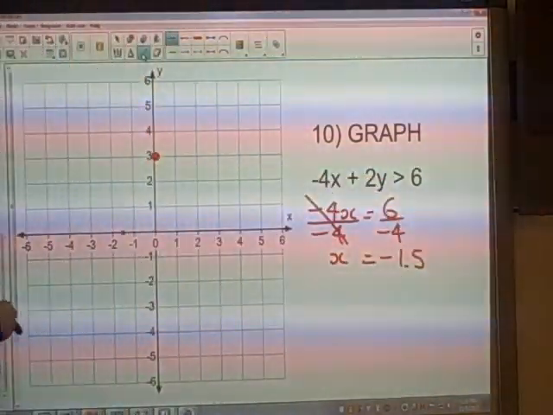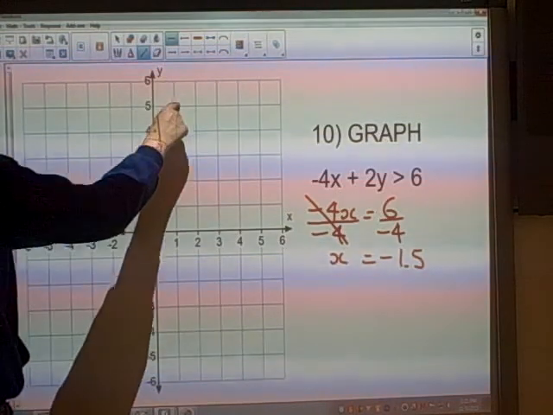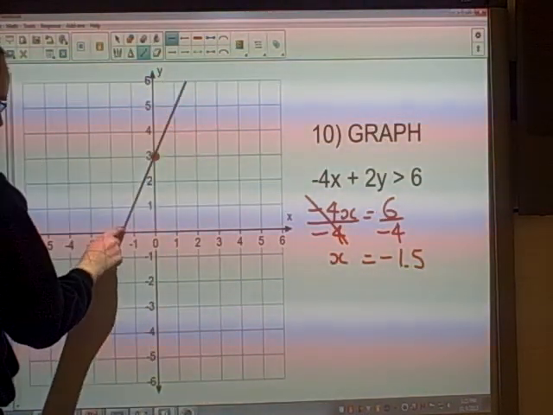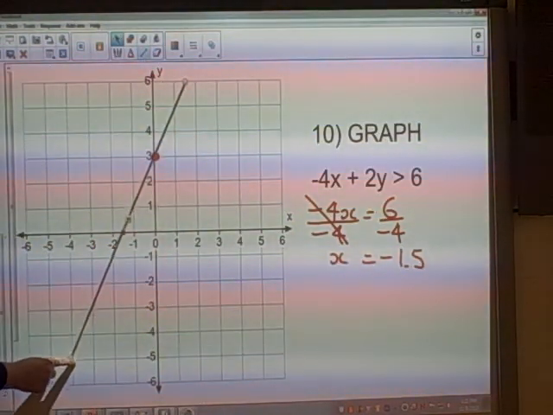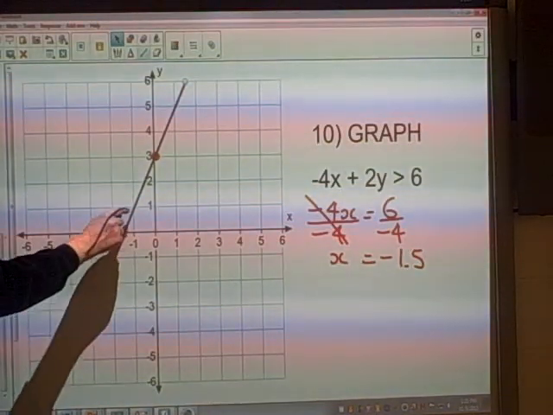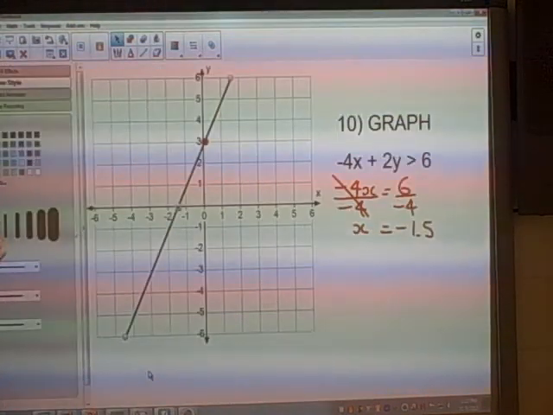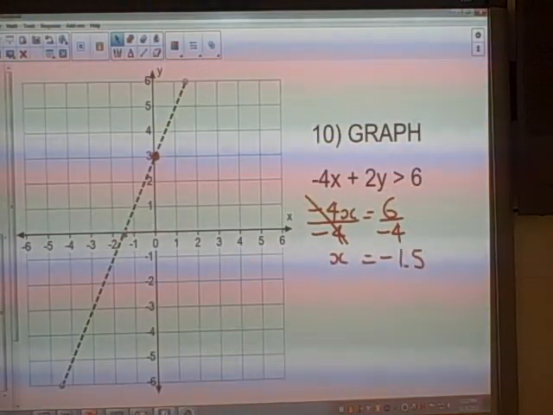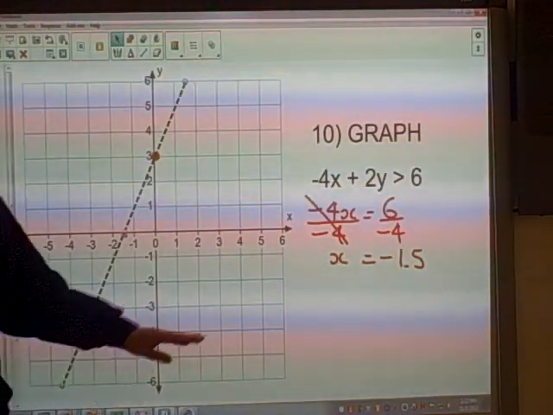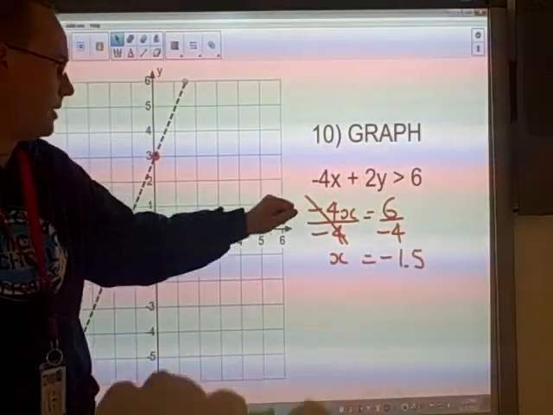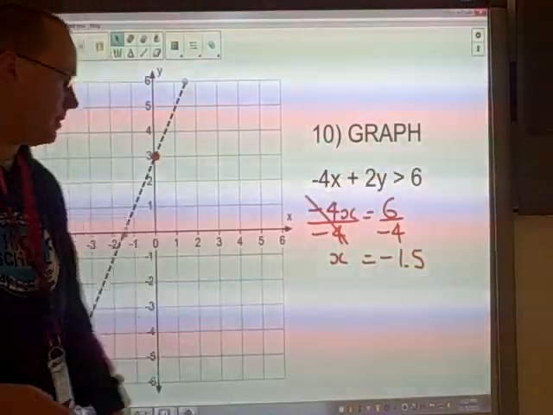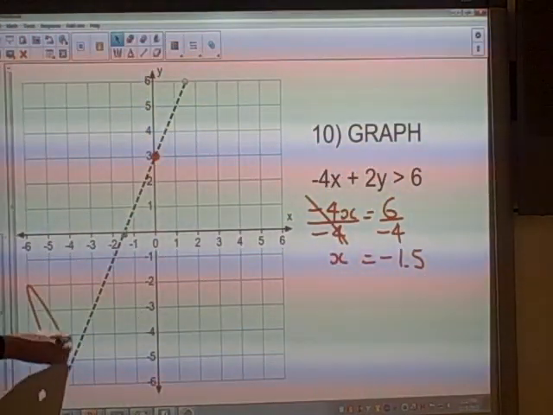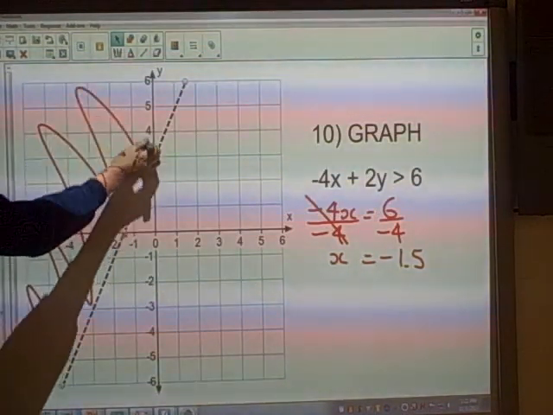No equal sign, so this should be a dotted line, which I can't do straight away, but I can do in a second. And if I just quickly change that, there we go, there's my dotted line. And then now I've got to figure out which side I'm going to shade. So greater than normally means above the line. This one is a positive number of y's, so actually it is indeed above the line. So I'm going to shade this part here.